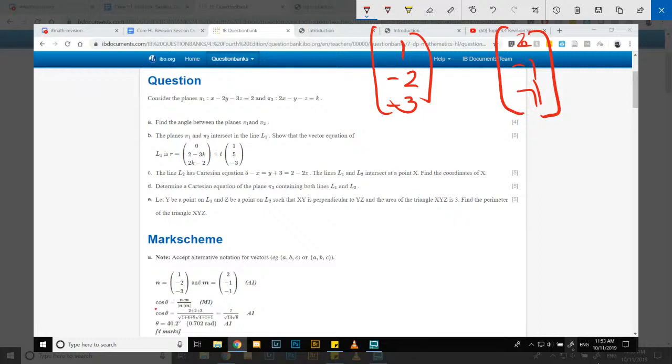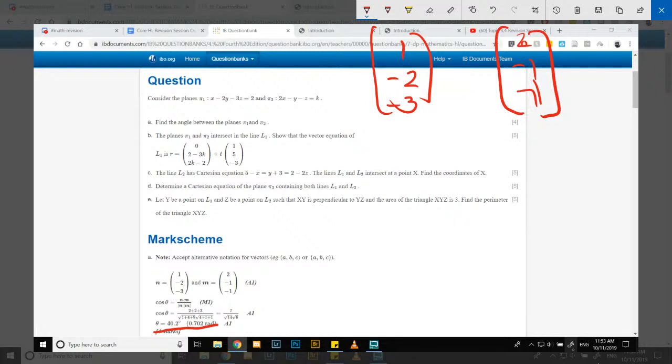So they use cosine theta equals n dot m over the magnitude of n times the magnitude of m. That is in your formula booklet. Then you can calculate that theta is 0.702 radians or whatever. This is going to be a paper 2 question because these aren't very simple values that you're calculating. Then we have the planes intersecting in a line, line L1.